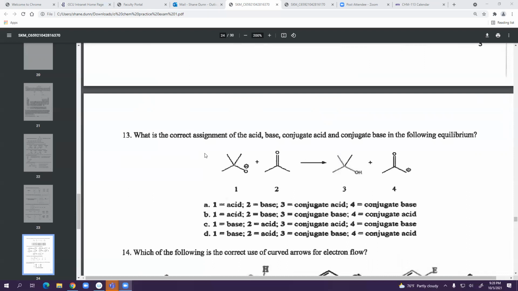What is the correct association of conjugate acid conjugate bases? Number 1 has a negative charge, except the nucleophile, which makes that the base, which makes this guy the acid, which makes this guy the conjugate base. Which one's that? Acid, base, conjugate acid, conjugate base. C.